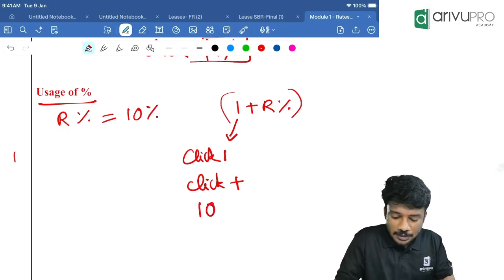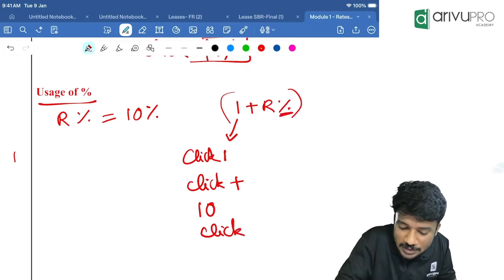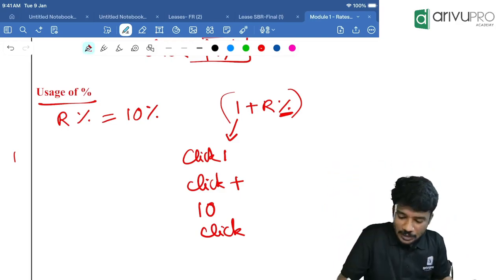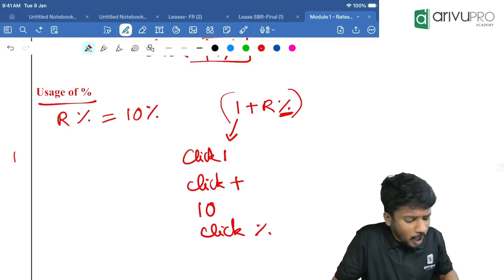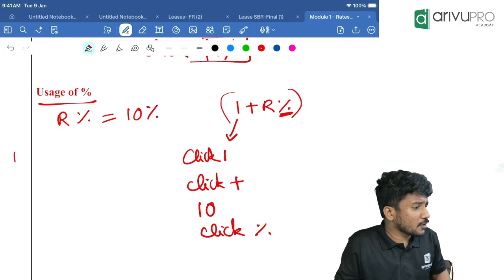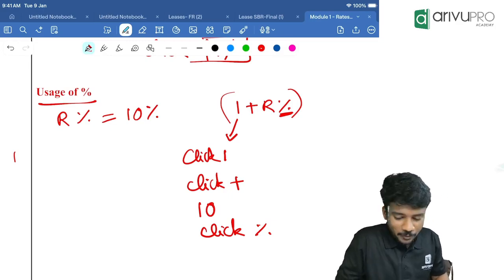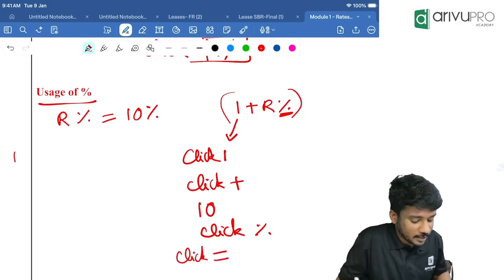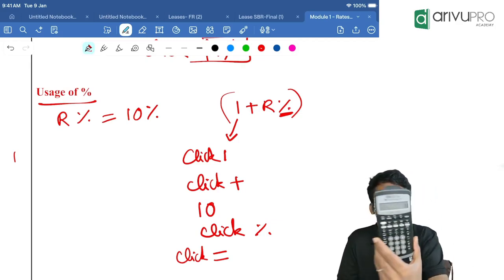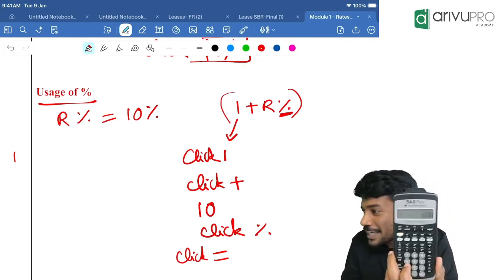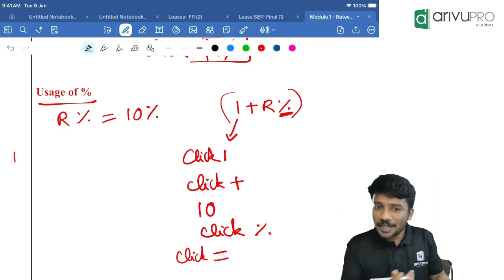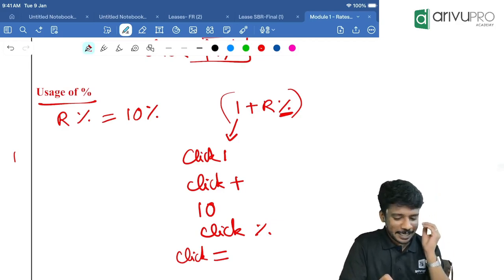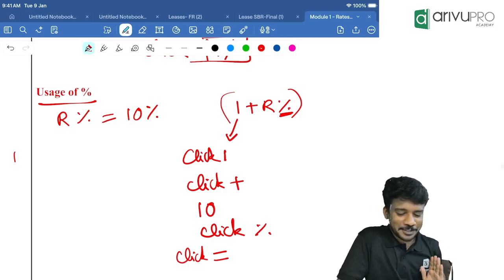Type 10 on your calculator, then click the percentage sign, which is at the top of it. So how much are you getting? You will get 0.1. That means 10 percentage you got. But we need to add, right? At the end, if you click equal to, you will get the final answer. How much is the total 1 plus R percentage? 1.1. Everyone got it as 1.1.